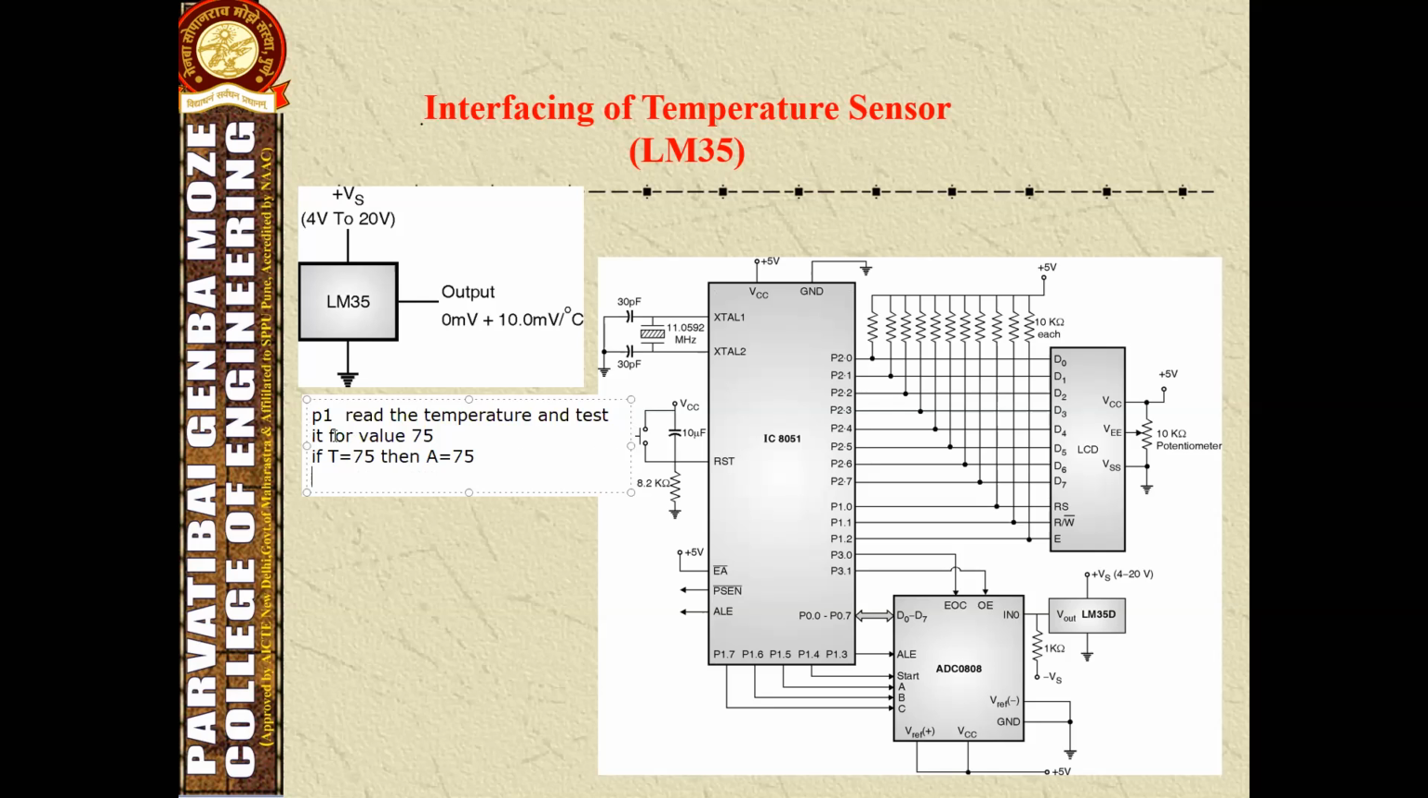Or if T is less than 75, then what to do? Then R1 should be equal to T. We have to place the value like this: R1 should contain the value of T, whatever it is. If T is greater than 75, if the temperature is greater than the value 75, then we have to place that value into register R2. So this is our problem, and we have to write the code according to this.